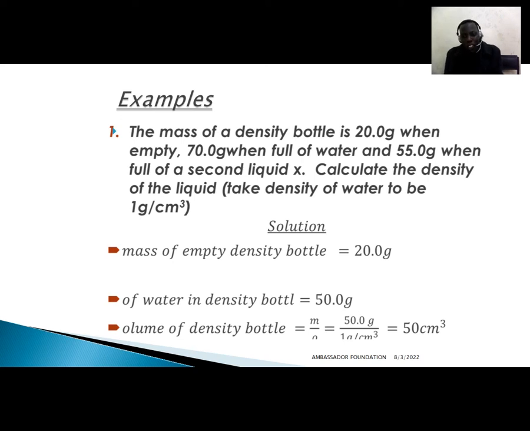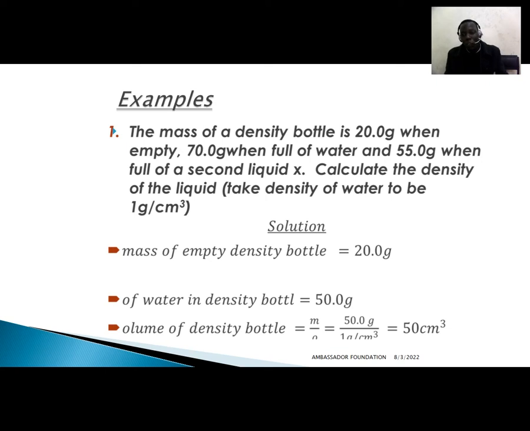So, let's do this. Let's just get now the mass of liquid X, because the mass of empty density bottle is 20 grams. When full of liquid X, it is 55, you subtract. So the mass of liquid X is 35 grams.